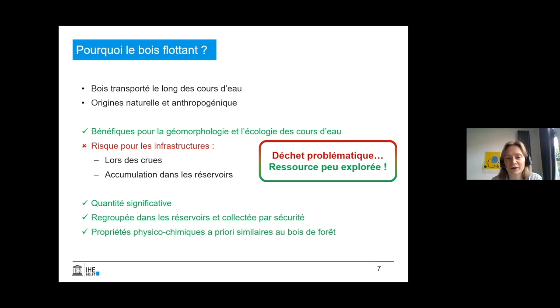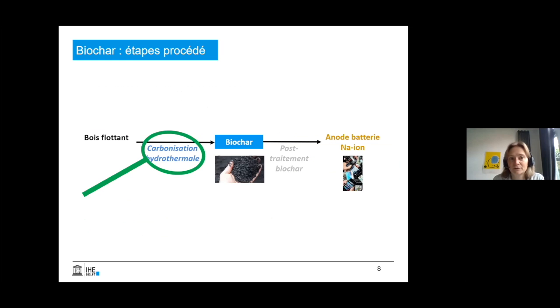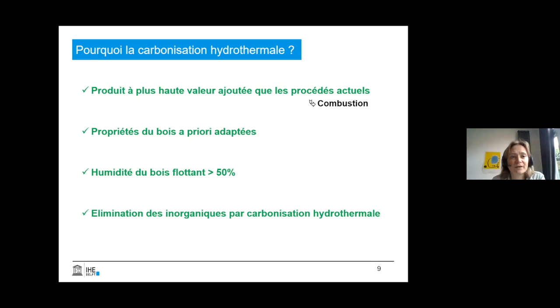It has physical-chemical properties similar to forest wood. Now, why should you convert it by HTC, by hydrothermal carbonization? Well, first, this gives a higher added value product than is obtained with other processes. In-stream wood can be burnt for combustion, but here we have a product with a higher added value thanks to this process. And as I was saying, the properties of the wood are a priori suitable for this conversion.